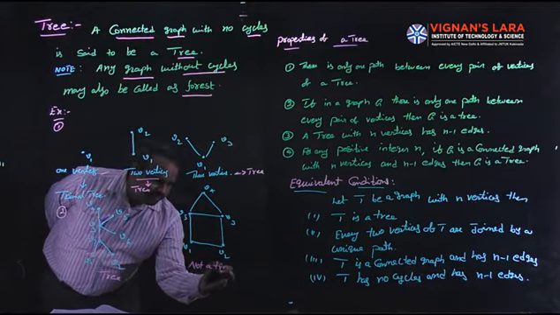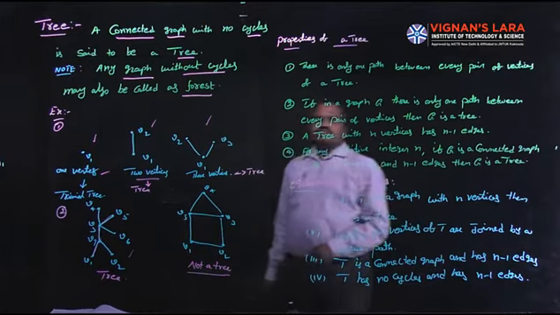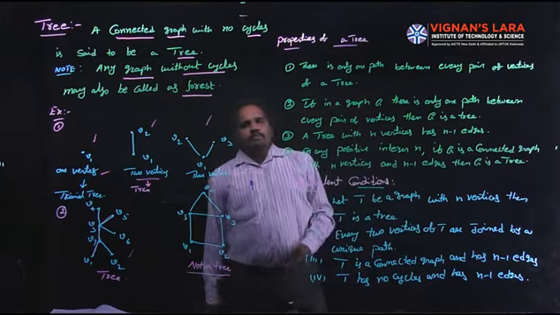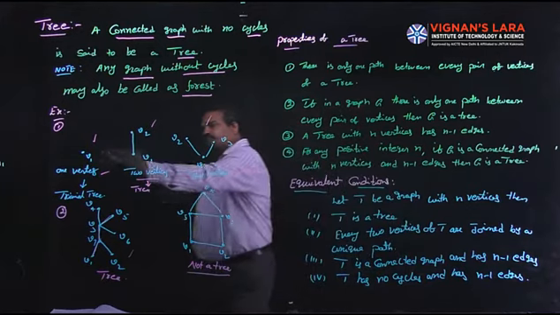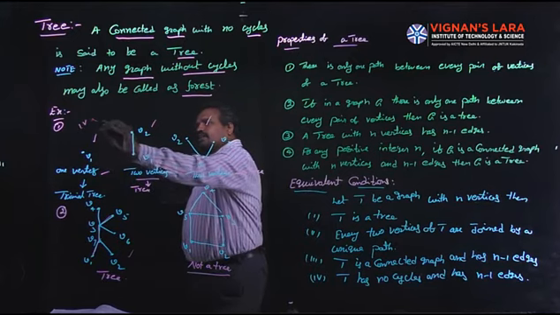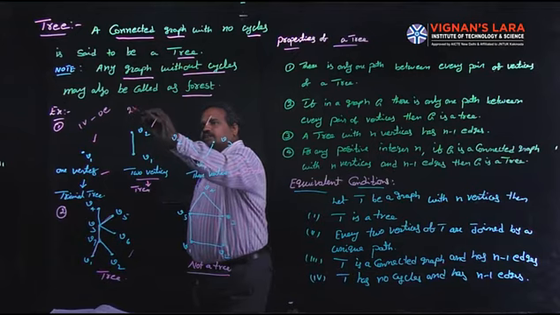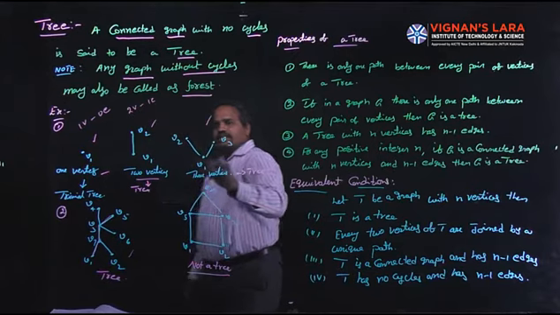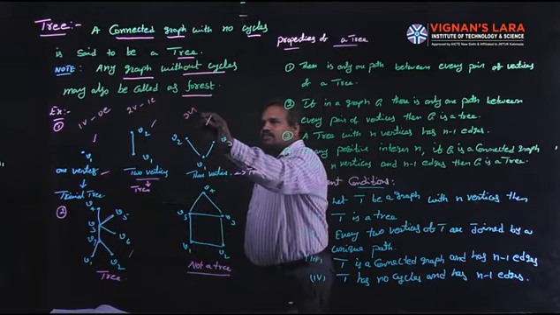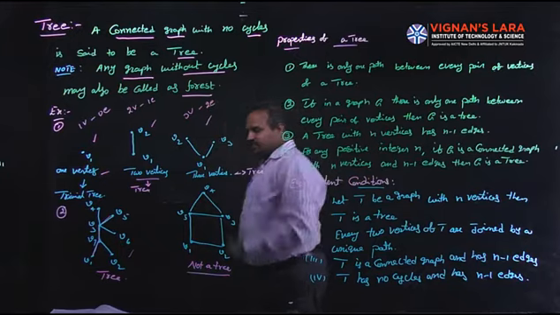So these are all trees. This is a tree having one vertex, this is having two vertices, this is having three vertices, this is having seven vertices. If you observe, there is a common point here. How many vertices? One vertex, zero edges. Coming to here, two vertices, one edge. Coming to here, three vertices having two edges.